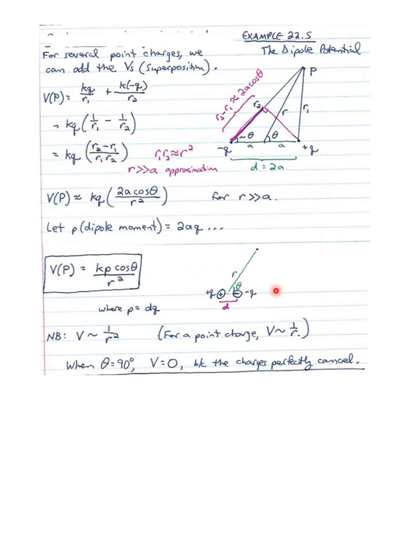So here you have this simplified diagram where you have a positive charge and negative charge, some distance between them, and P is just some distance R away. And if you look at that, what that means is that voltage is proportional to 1 over R squared. Now remember, for a point charge, voltage is proportional to 1 over R. We did some examples of that earlier in this video. But for a dipole, voltage is proportional to 1 over R squared, so it falls off more quickly. And by the way, when theta is 90 degrees, so it's straight perpendicular, V is 0 because the charges perfectly cancel out.